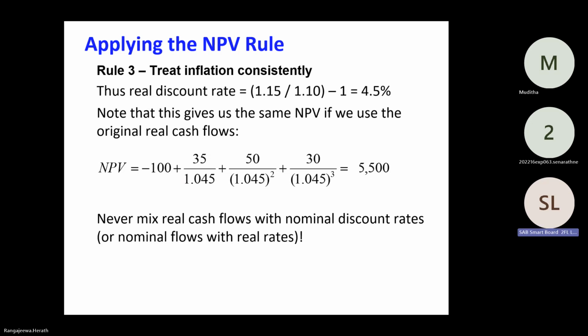Right? Since the cash flow is inflation adjusted, that is real, then the discount rate should be real. If the cash flow is nominal, the discount rate should be nominal. Okay. So never mix the real cash flows with nominal discount rate and vice versa, nominal cash flows with real rate.